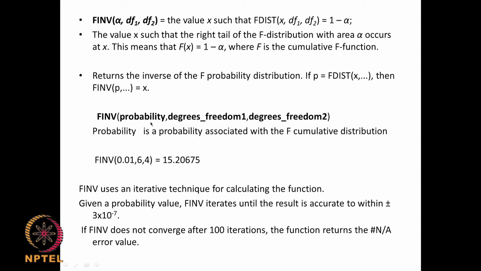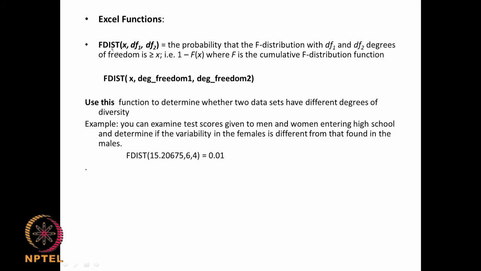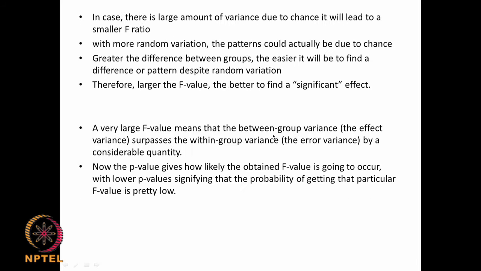If the probability you calculate is less than 0.05, we can reject the null hypothesis. Or we use FDIST, which will calculate the area under the curve. In case there is a large amount of variance due to chance, it will lead to a smaller F ratio. As you know, with numerator and denominator, if the denominator variance is very large, obviously the ratio will become small, so the F ratio also will become small. So, there will not be any significance.